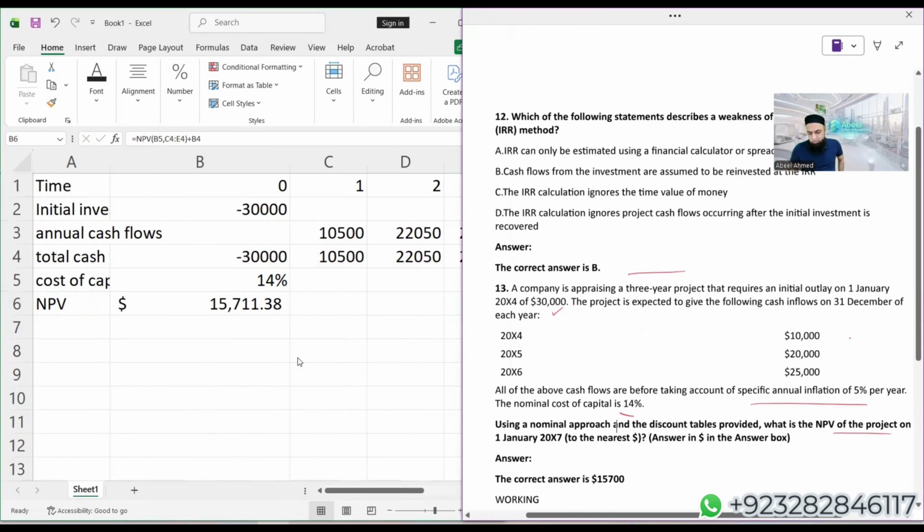You can see that the Study Hub answer is more or less same, which is 15,700, and we are having answer of 15,711. Whenever you'll be solving the same question on a spreadsheet, you will get a little bit difference, and which is perfectly fine. As far as you are conceptually okay, you will get marks.